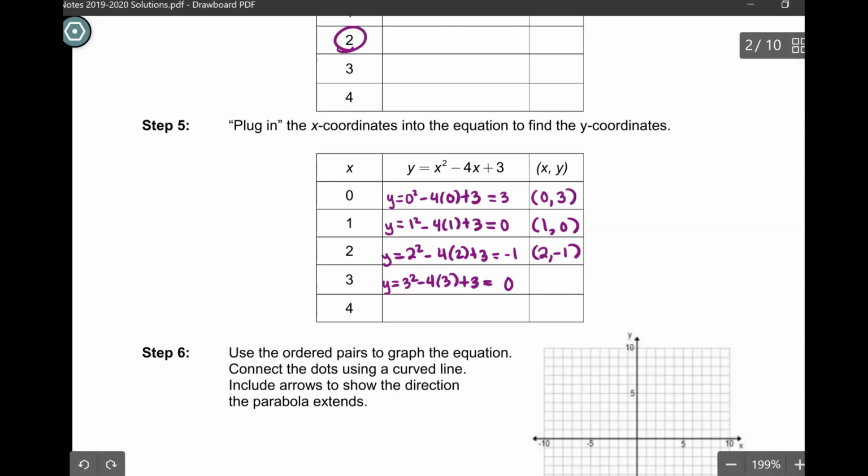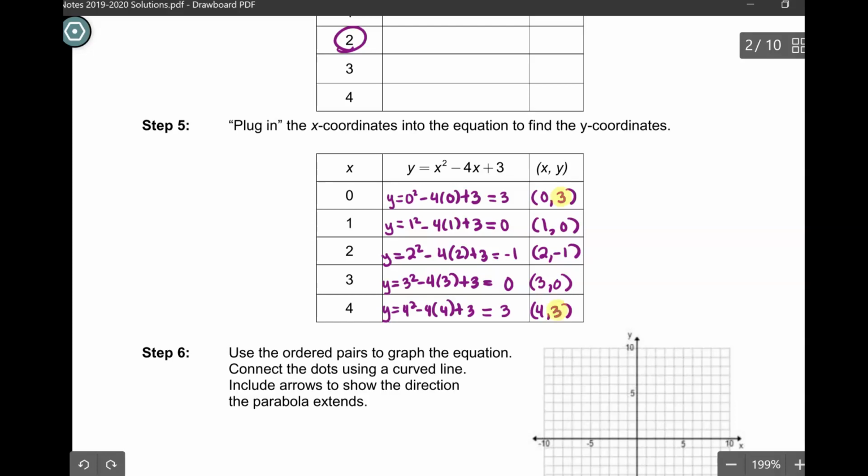Now, notice if I set up my table correctly, the y coordinates should have symmetry, so to speak. So notice when I plugged in 1, I got 0. When I plugged in 3, I got 0. So when I plug in 4, I should get 3. So let's see. 4 squared minus 4 times 4 plus 3. So that's going to be 16 minus 16 plus 3. Perfect. So I get 4, 3.